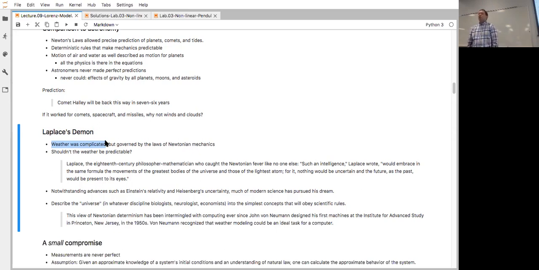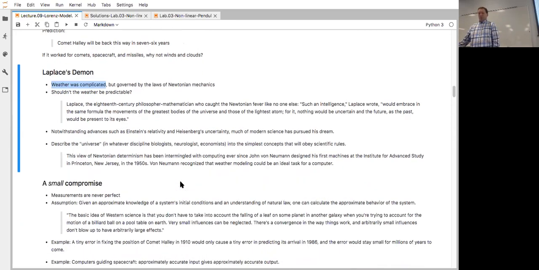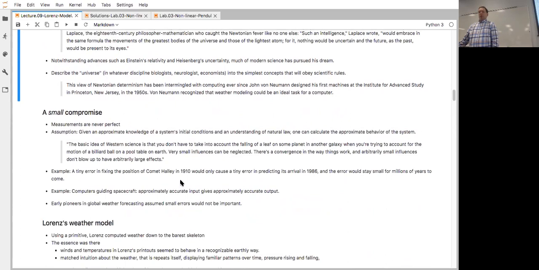This view of Newtonian determinism had been intermingled with computing ever since John von Neumann designed his first machines at the Institute for Advanced Study in Princeton, New Jersey in the 1950s. Von Neumann, who's like a godfather of computing, recognized that weather modeling would be an ideal task for a computer. Okay, so this is the thought, right? In the zeitgeist is we can use these computery things to maybe predict the weather, right?